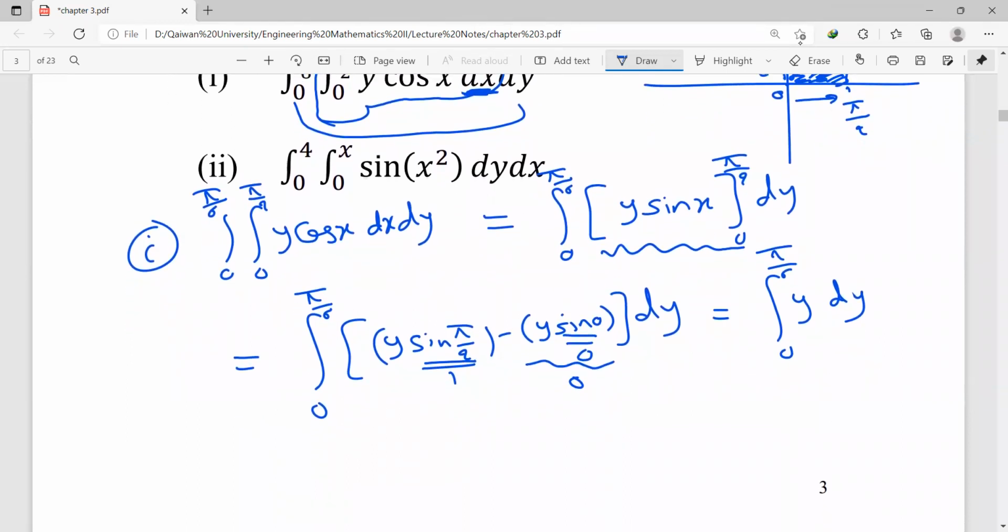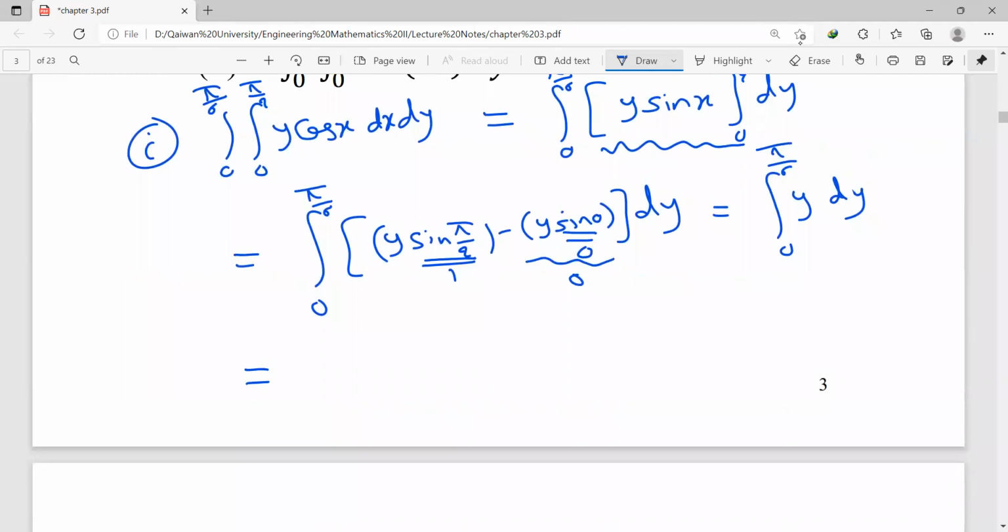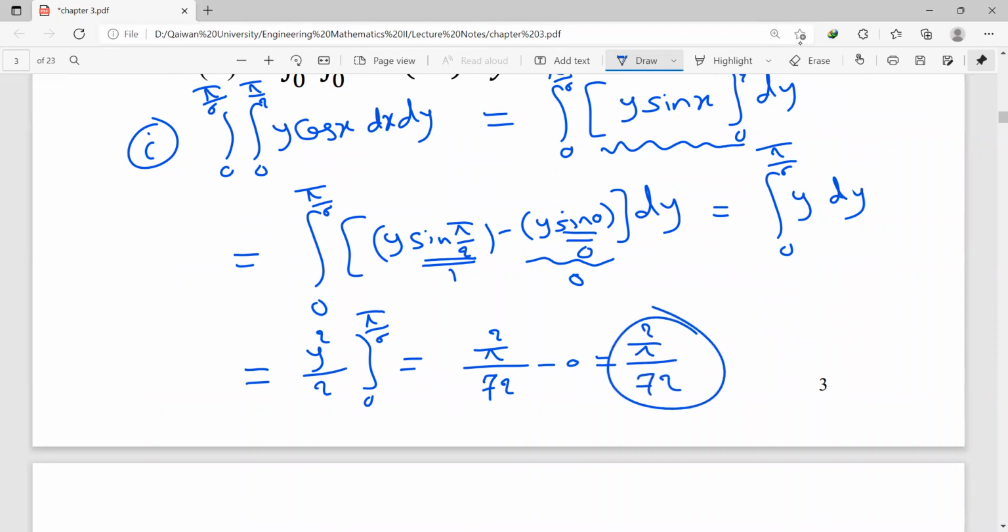Now we take this integration. Taking this integration equals y squared over 2 from 0 to pi over 6. It equals pi squared over 36 times 2 is 72, minus 0, which is pi squared over 72. This is the result. This is the double integration. Okay.